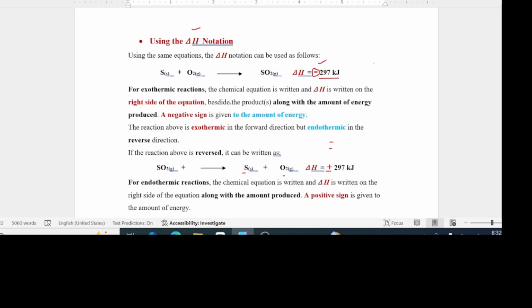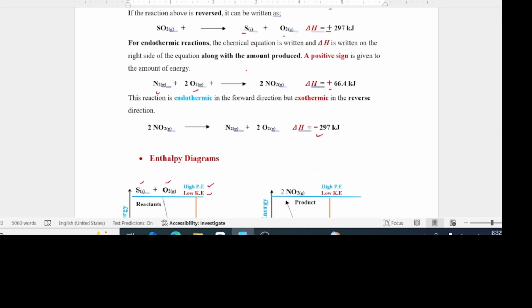So note that. We can reverse this reaction and make it an endothermic change. And like we said before, this will become reactant and these will become products. But see what happens here now. Because we are reversing the reaction, the sign on the delta H value is changed from negative to positive. So note that whenever a reaction is reversed, the sign on the delta H value is changed. If it is positive, it is changed to negative. If it was negative, it is changed to positive, as in this case here.